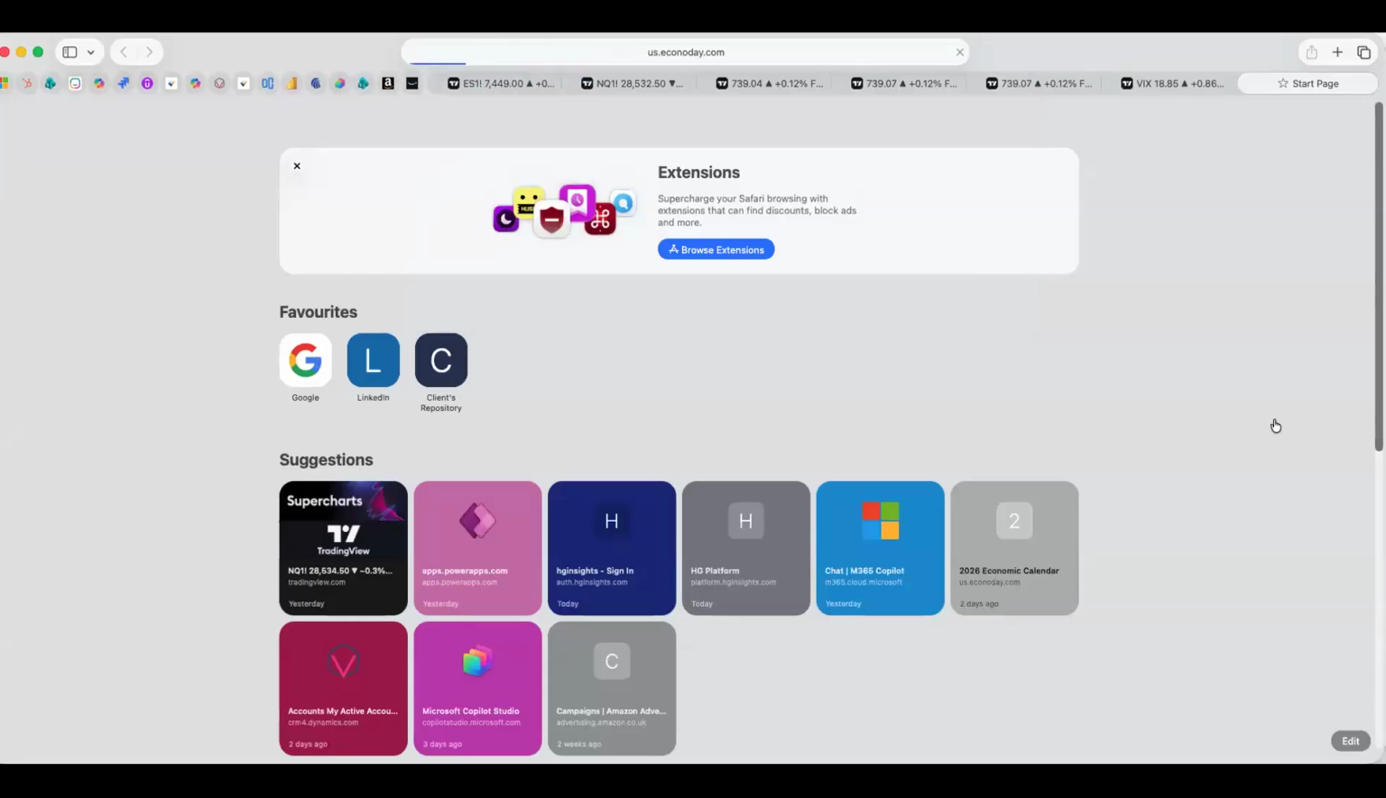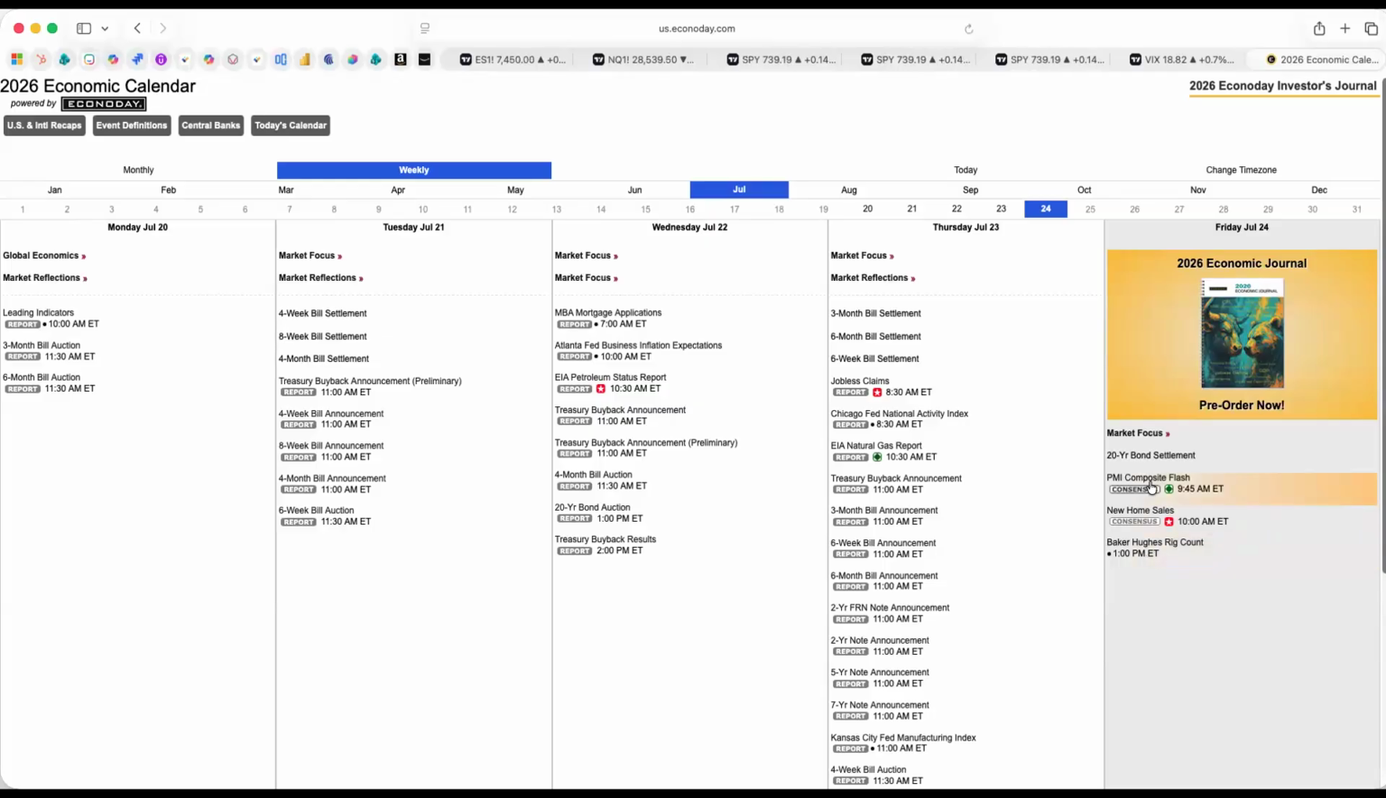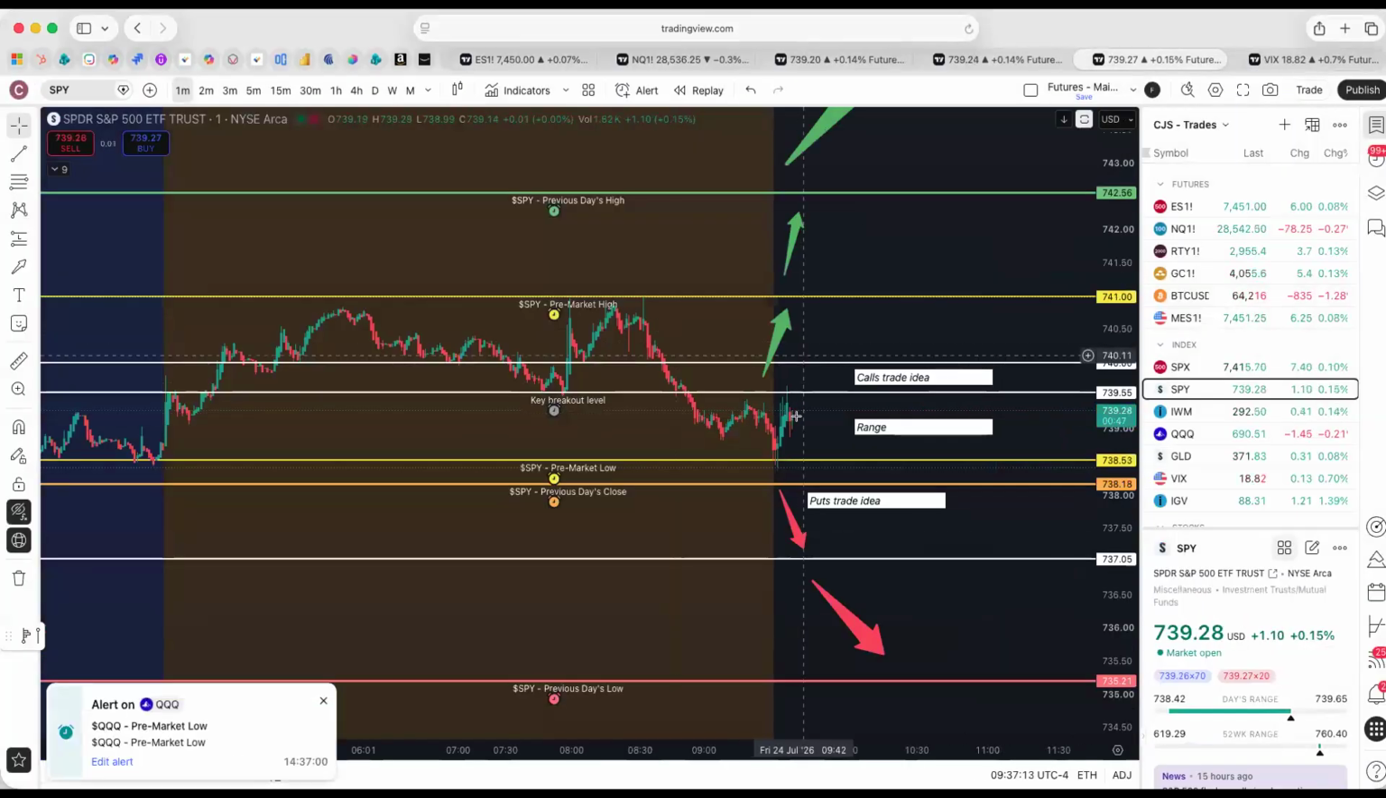US economic calendar. 9:45, see, PMI, can you see, composite flash, that's 9:45. So what time is it now? 9:36, so in about 9 minutes or so. And then new home sales, I don't know how much impact that would have, but new home sales is there as well. So that's what we're looking for, 9:45 and 10 o'clock, okay? And go back to our structure.